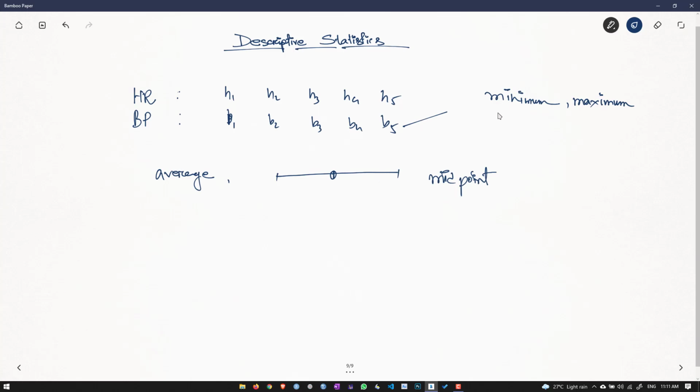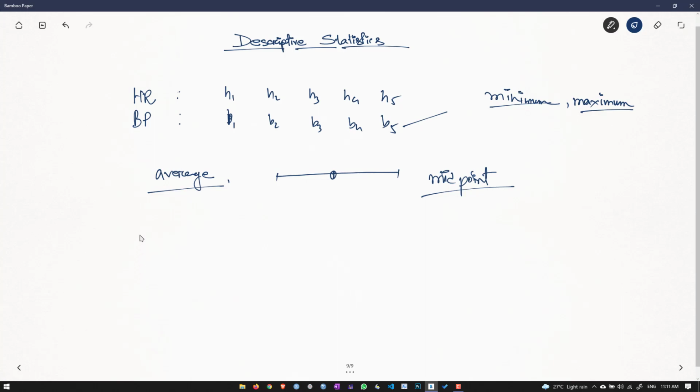So far we have found that, in a very simple way, minimum and maximum are 2 characteristics. Average is also a characteristic, and the midpoint of those values is also a characteristic, right? These all help us to identify the data set, to visualize the data set, or to know the data set better. So all these characteristics are called descriptive statistics. Now why the word descriptive? Because it describes the data set.